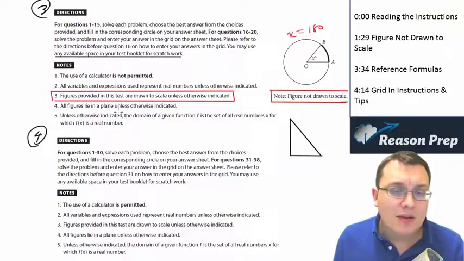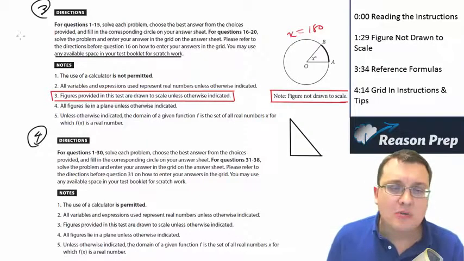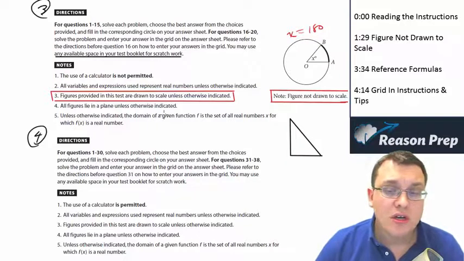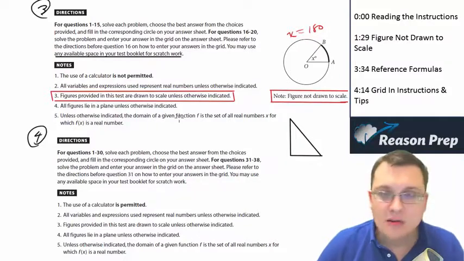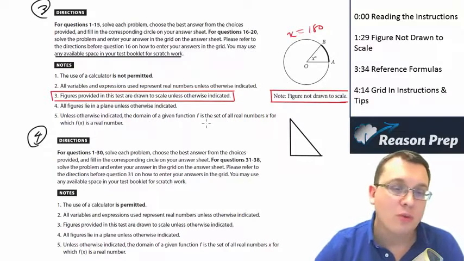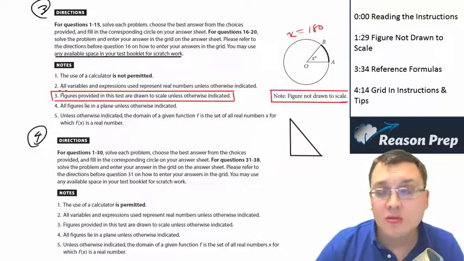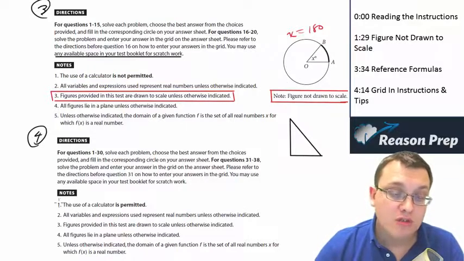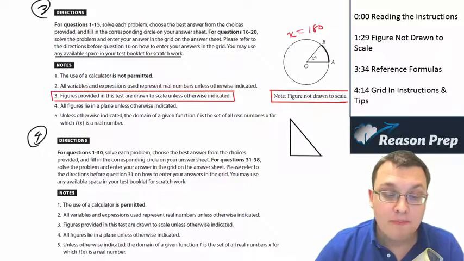All figures lie in a plane unless otherwise indicated. Just like number 2, it's kind of irrelevant to us. And then same thing with number 5. Unless otherwise indicated, the domain of a given function f is the set of all real numbers x for which f of x is a real number. Again, just kind of clearing away some issues, not really something we need to worry about, doesn't affect us. Really, 1 and 3 are the most important ones, and the notes for section 4 are the same as for section 3, of course, except for number 1.